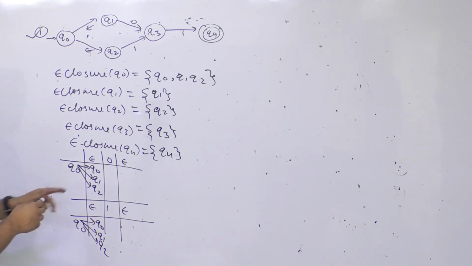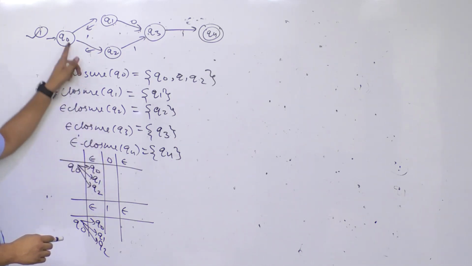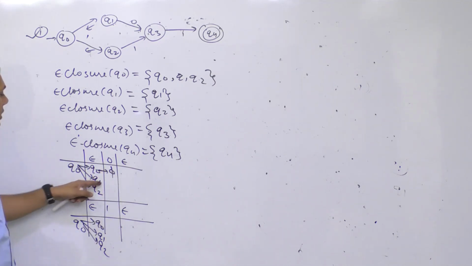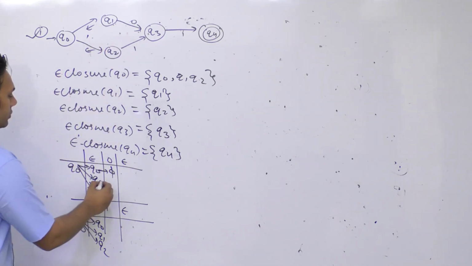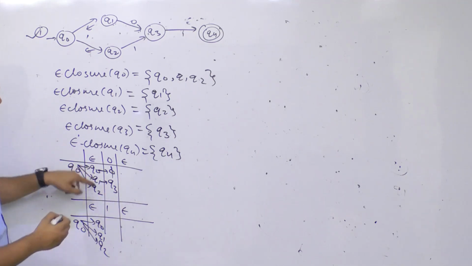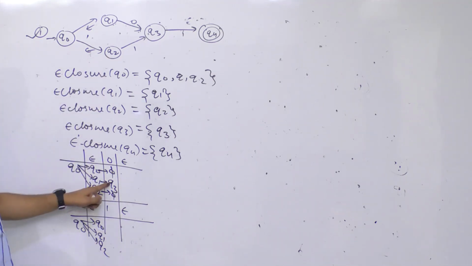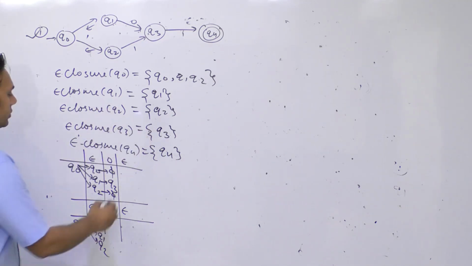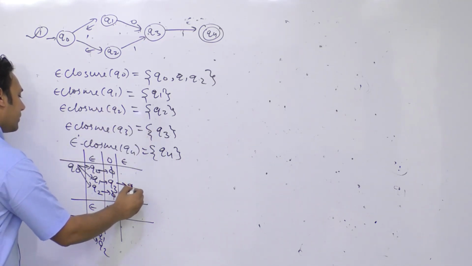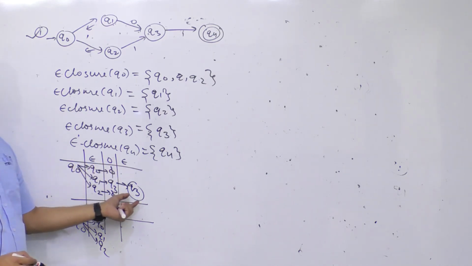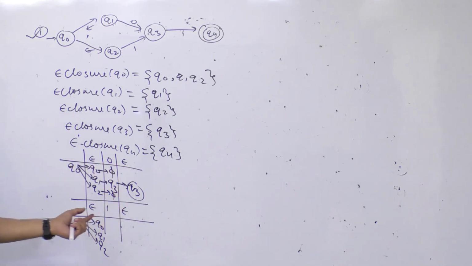After that, if you give 0 to Q0, you are not going anywhere. If you give 0 to Q1 you are going to Q3. If you give 0 to Q2 you are not going anywhere. For Q3 the epsilon closure of Q3 is Q3 only. That means in Q0 if you give a symbol 0 you will reach Q3.